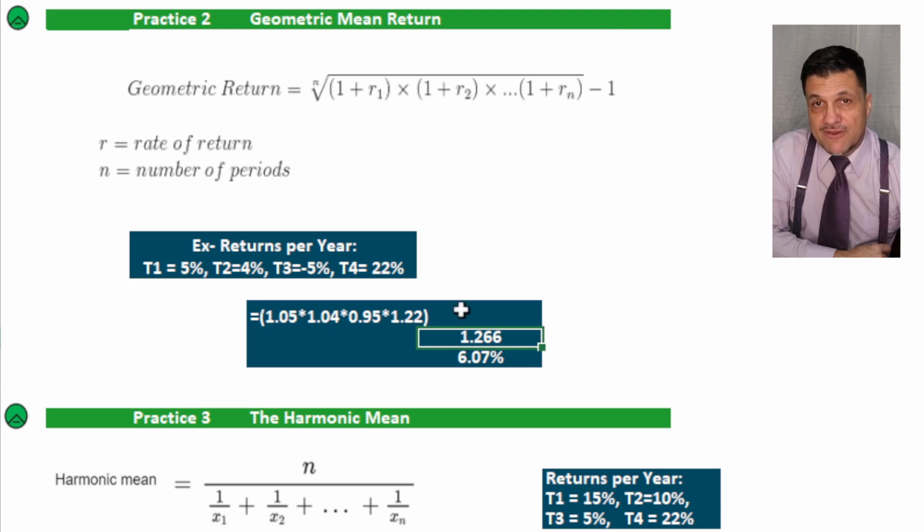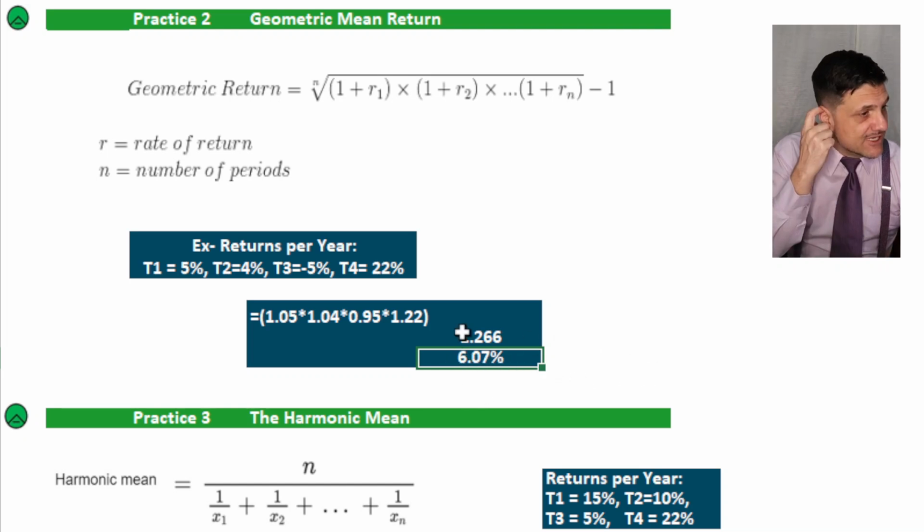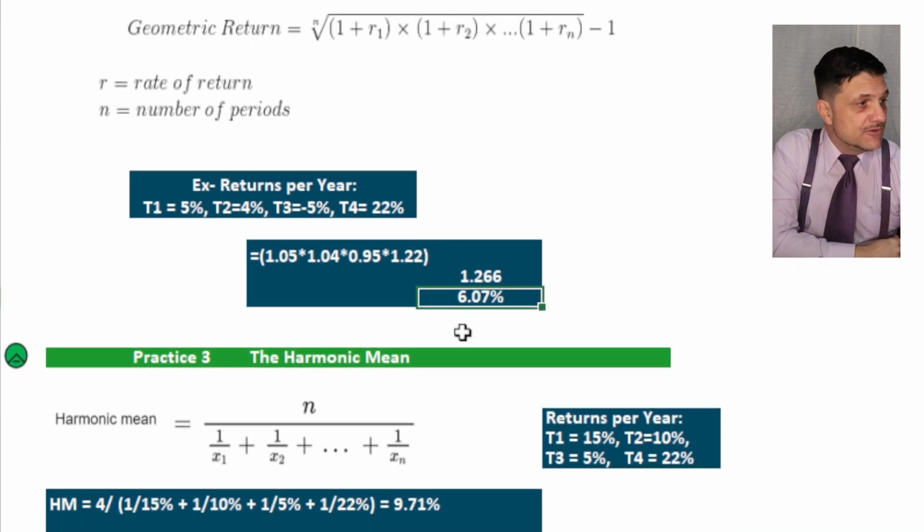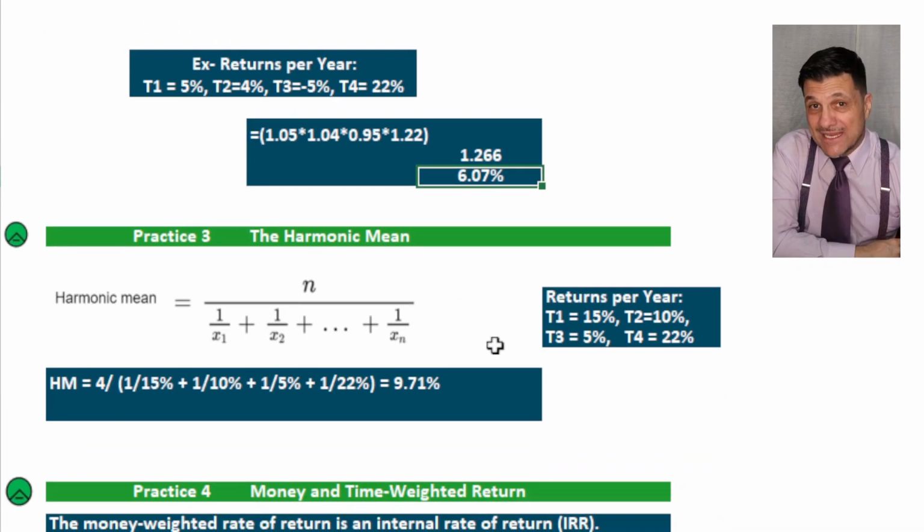If it was 5 years, the power of 1 divided by 5. 3 years, power of 1 divided by 3. So if I do 1.266 to the power of 0.25, which is 1 divided by 4, subtract 1, I get a 6.07% average return. That's called the time-weighted return as well. Right there in the example.